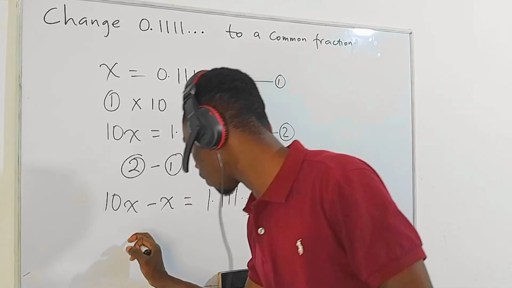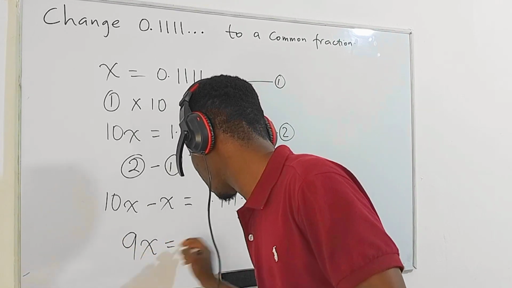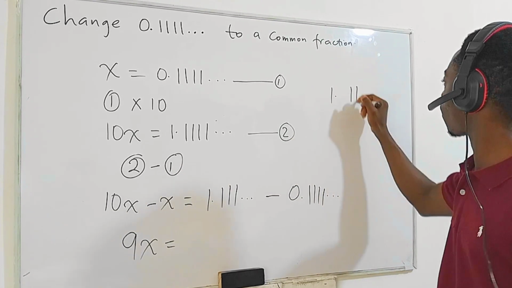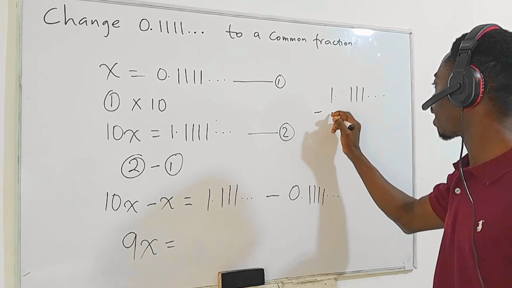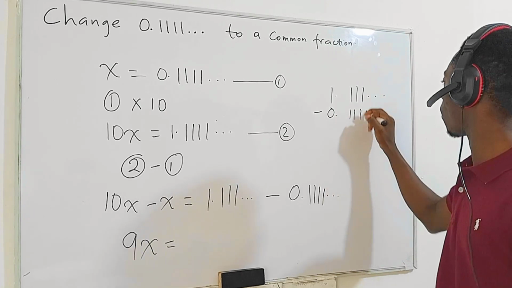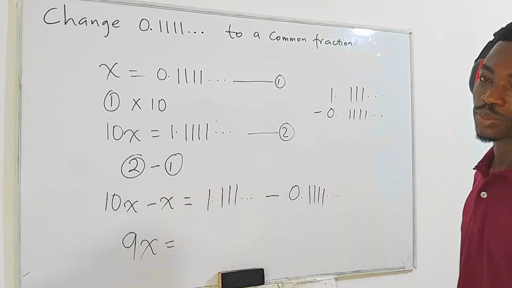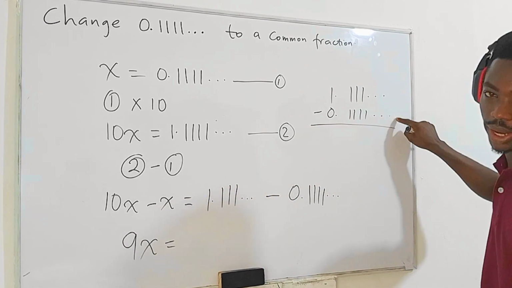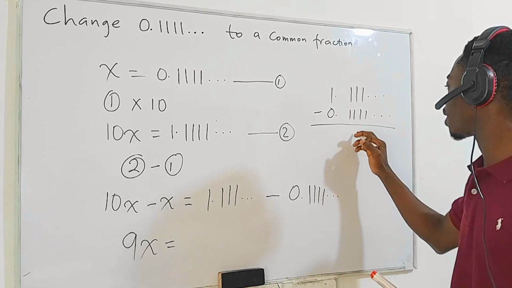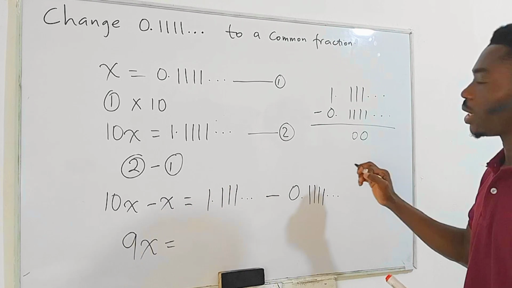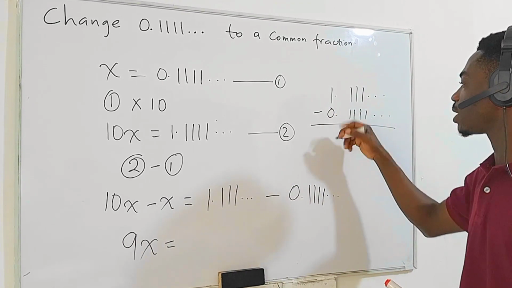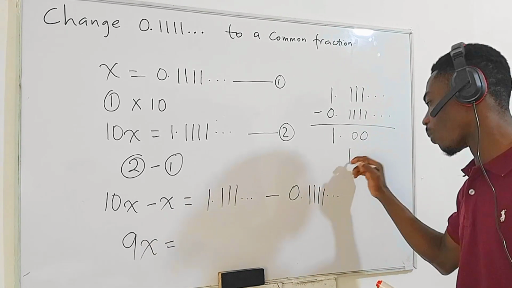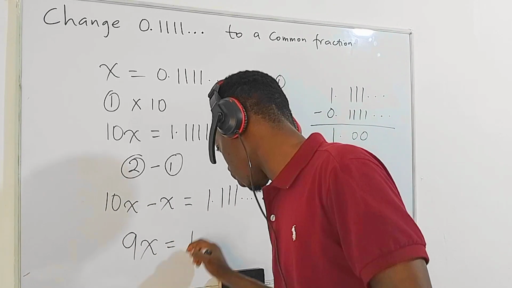And on the left-hand side, we are going to have just 9x, and this is equal to, and let's pay attention to this, 1.111 up to infinity minus 0.1111 also up to infinity. Now we are subtracting. Because all the numbers here are the same as the numbers here, if you subtract them, you end up getting 0, 0, 0, and so on. Then we put our decimal point, we have 1 minus 0, which is still 1. And obviously, we can see that 1.000 is still 1. So that means on the right-hand side, we'll be left with just 1.